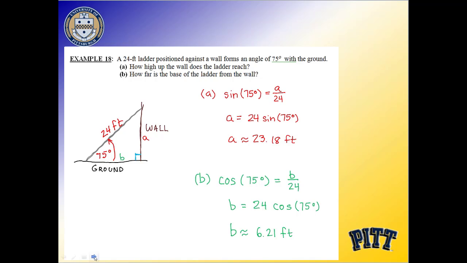Now, if I take 6.21 squared plus 23.18 squared, I do get a value that's pretty close to what 24 squared would be. It's not going to be exact. I mean, the more decimal places I keep, obviously, the closer the answer would be. However, that would be an indication that I'm right, and it's also not carrying over any potential rounding issues, so that's the way you want to go with it.